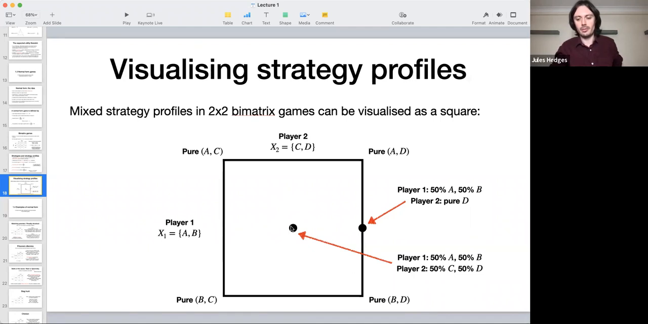So this point in the middle, for example, is both players flip a coin. So both players choose one or the other move with 50-50 probability. This point here says that player one is flipping a coin between A and B, but player two is always doing D with probability 1.